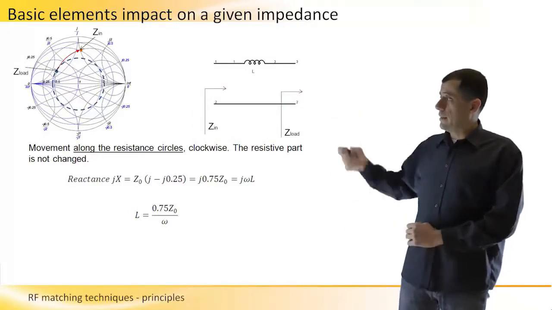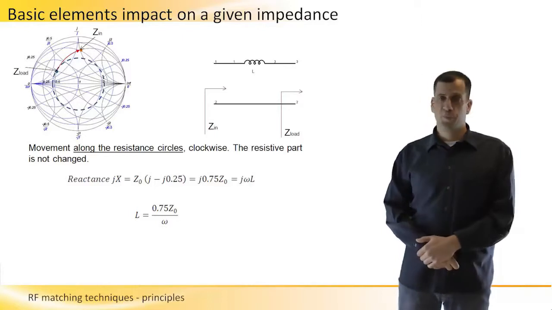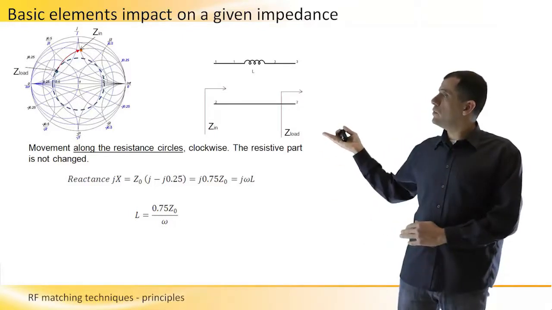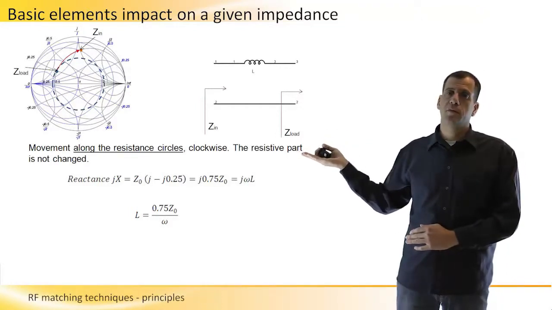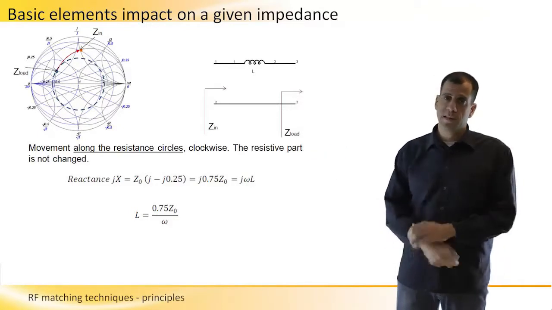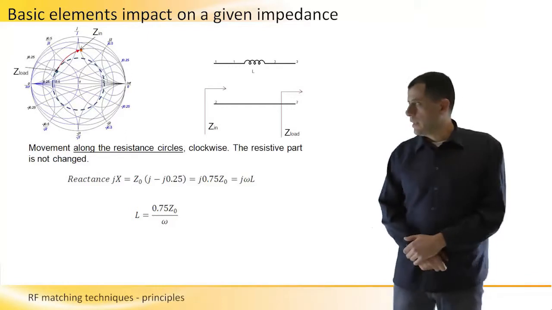The resistances are the circles and the reactances are the arcs, as we have seen before. When we add an inductor, as we have previously discussed, we do nothing to the resistive part of our impedance, because the resistive part of an inductor is obviously zero.